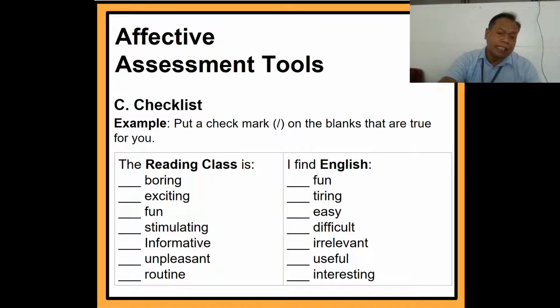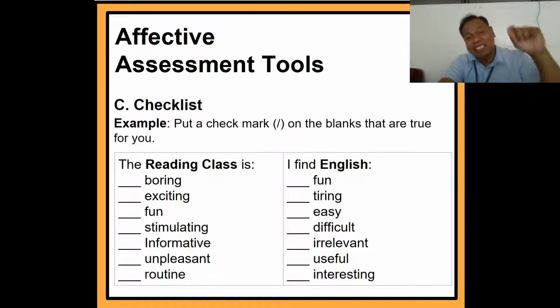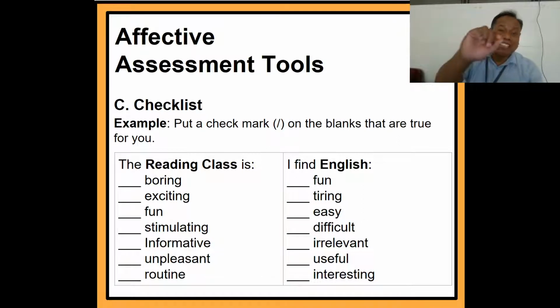For example, the reading class is, or the alternative assessment in learning is. You will just put boring, exciting, fun, stimulating. So you will just, of course, you cannot say boring and at the same time fun. Okay, I hope you will be very careful what to think, no? I find English also like that. So checklist is just checking what is present and what is absent on a certain construct or variable.